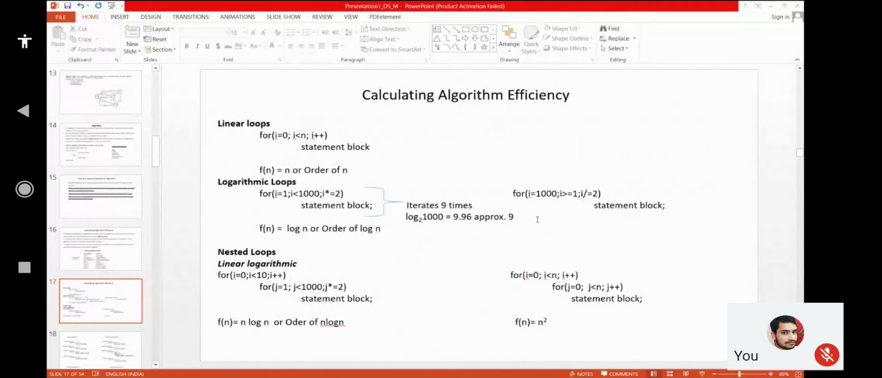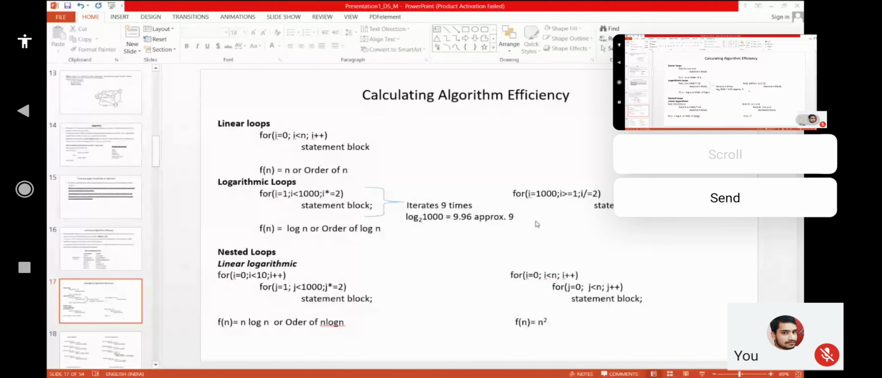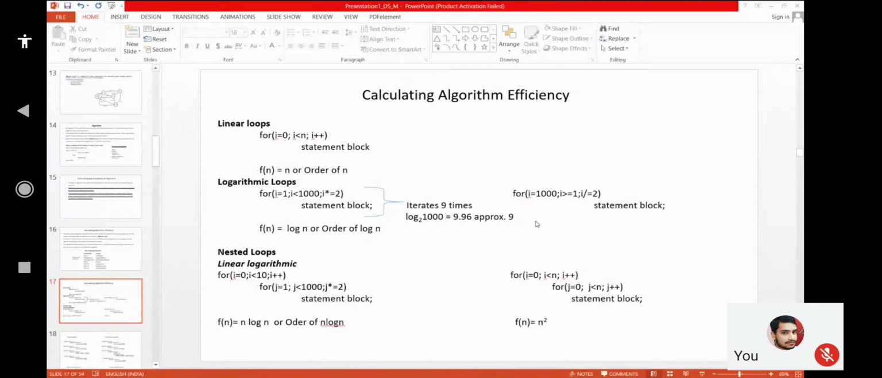Next, how we can calculate the time complexity if the algorithm is written in an iterative way. First, consider this one. Here I have written: for i equals 0, i less than n. What is n here? n is the number of inputs. i plus plus, and within that I have written a single statement block. Maybe it's a single statement or more than one statement.